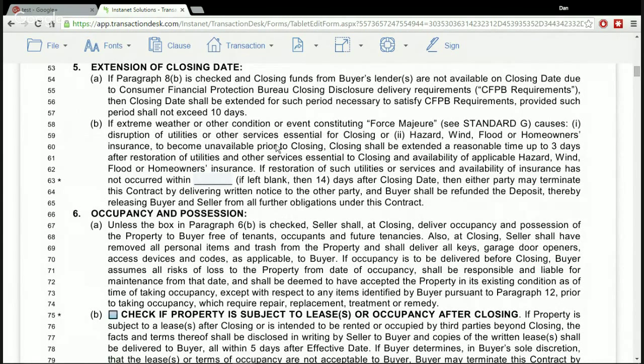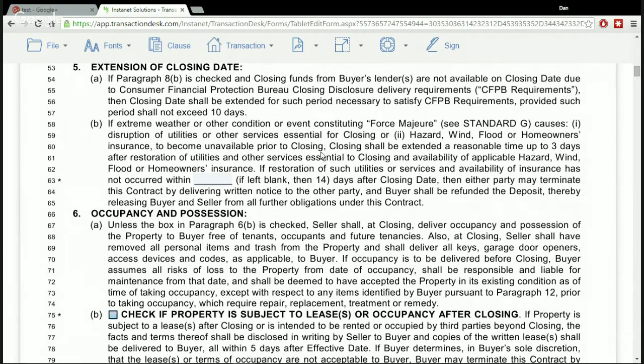Part B of this extension of closing date deals with natural disasters, force majeure. So hurricanes, winds, terrorism, I believe, was included recently. Looking for terrorism. I think it may be later on in the contract. But anyways, it is included.